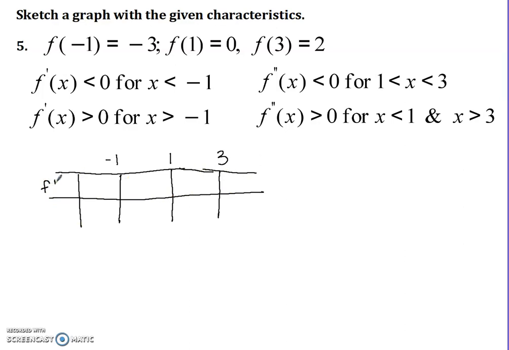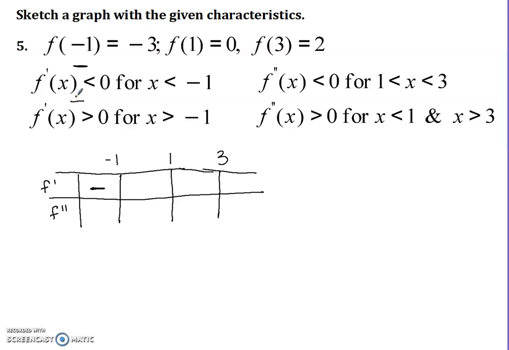So then we're going to look at f prime, and we're going to look at f double prime. Okay. So if I look here, it says f prime is less than 0, which means it's negative. Anytime x is less than -1. So that would be to the left of -1. So that section is going to be negative. So I automatically know the rest of this is going to be positive.